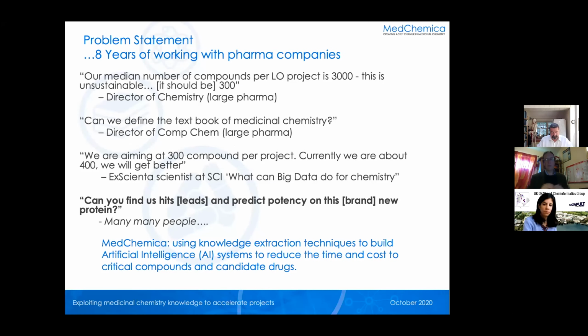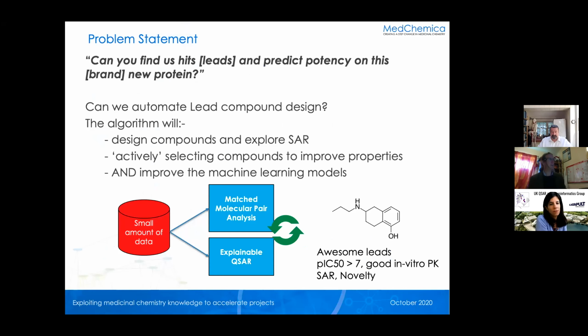So like many of you, I'm sure, going around the industry at the moment, everybody wants to make fewer compounds and get to candidate drugs quicker, or to the agrochemical quicker, or to their materials quicker. And over the last 8 years, the statement there in bold is what we've heard an awful lot of the time. Can you magic us new hits and leads for this brand new target of which there's very, very little data? So we've fleshed that out a little bit more.